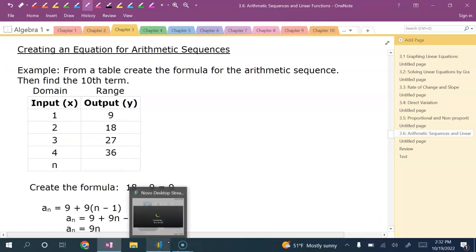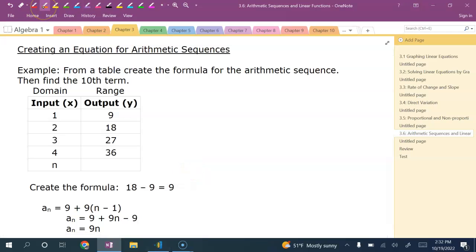So we're going to continue to do this now using just a table to write out the arithmetic sequence here. We're just going to practice once again what we were doing and then use our sequence to help us find a term in the future. From this table, the first thing we need to do is figure out what the pattern is. They create the formula by finding that difference. If I look from 9 to 18, 18 to 27, 27 to 36, they're adding 9 each time.